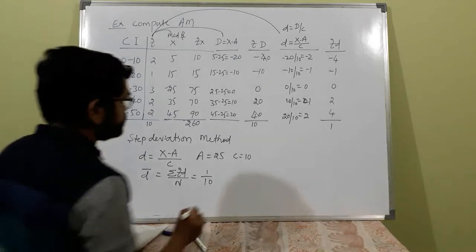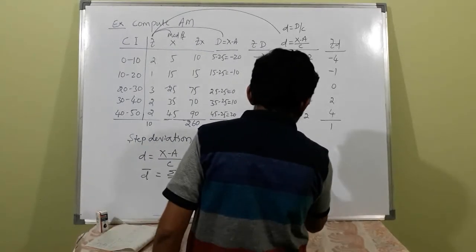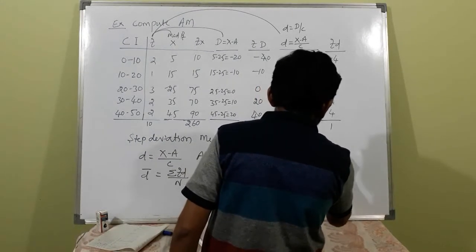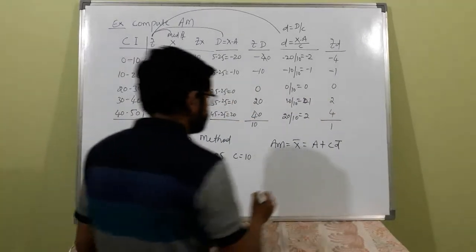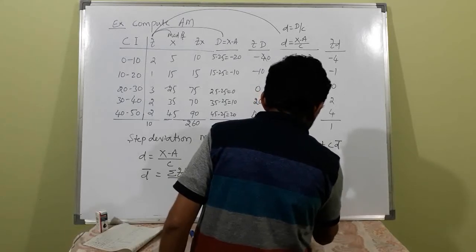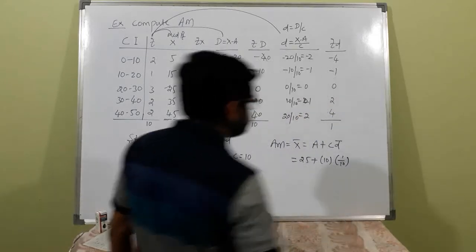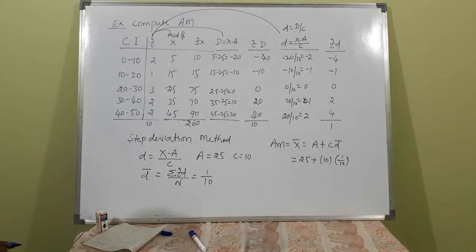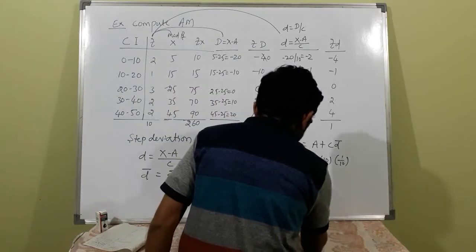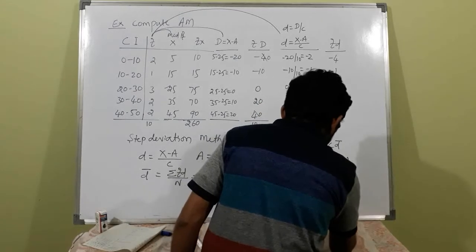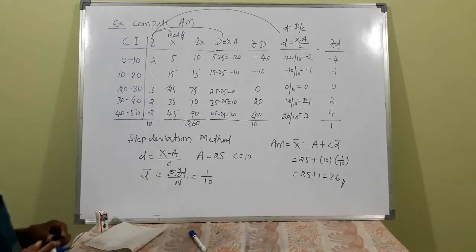Now arithmetic mean in step deviation method is defined as x bar is equal to a plus c into d bar. A plus c into d bar. A is 25. C means 10. D bar is 1 by 10, isn't it? That is 25 plus 1 is equal to 26. Here also you got the same answer. You got it?